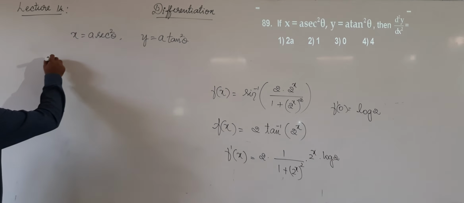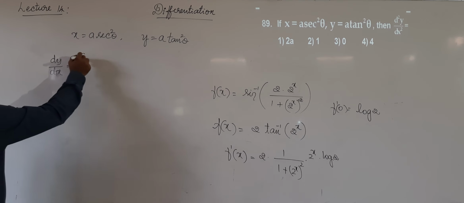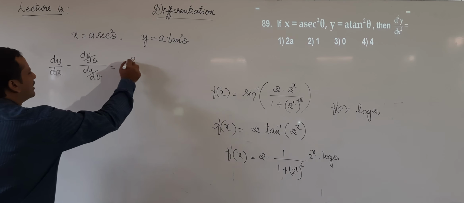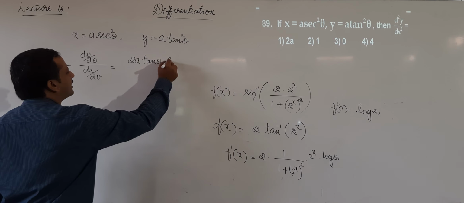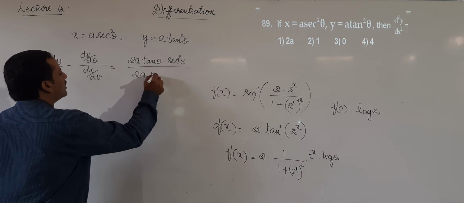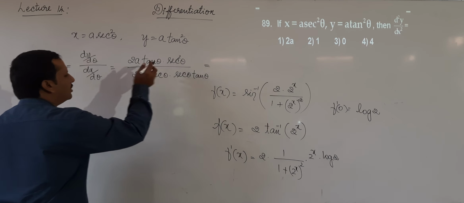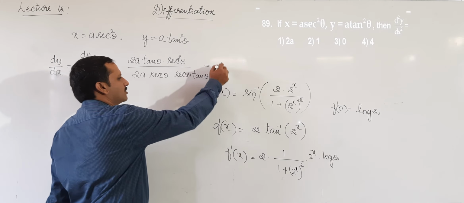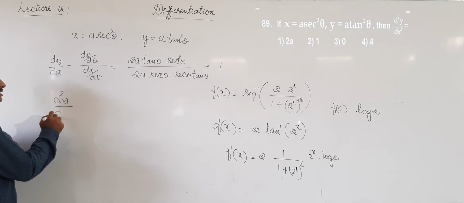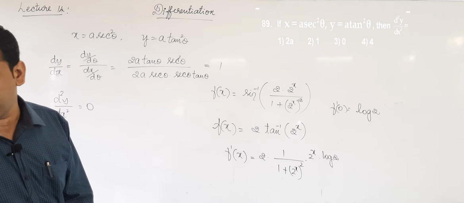So, parametric differentiation: dy by dx is equal to dy by d theta divided by dx by d theta. So, dy by d theta is 2a tan theta into secant square theta, divided by dx by d theta, which is 2a secant theta into secant theta tan theta. That's equal to, 2a gets cancelled, tan theta gets cancelled, secant square theta also gets cancelled. dy by dx is 1. We want d square y by dx square, which is equal to 0. Derivative of 1 is 0. Okay, this is one method.